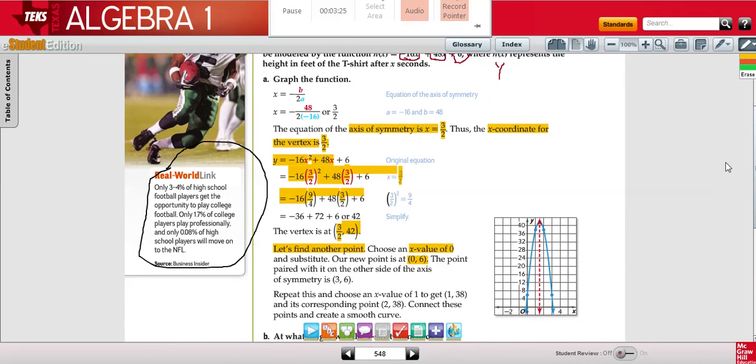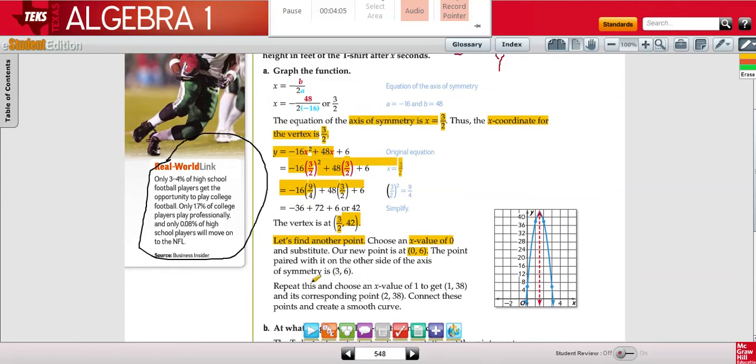So when we graph all of this onto our actual graph, our vertex happened at 3 over 2, comma 42. So that's where our vertex is, that point there. Then we use the point 0, comma 6. That's our y-intercept, and it is 3 over 2 units over from our axis of symmetry. So to find another point, we're going to go the same distance to the right, and that's another point there. If we connect our vertex to our y-intercept and the other point, we have our parabola.